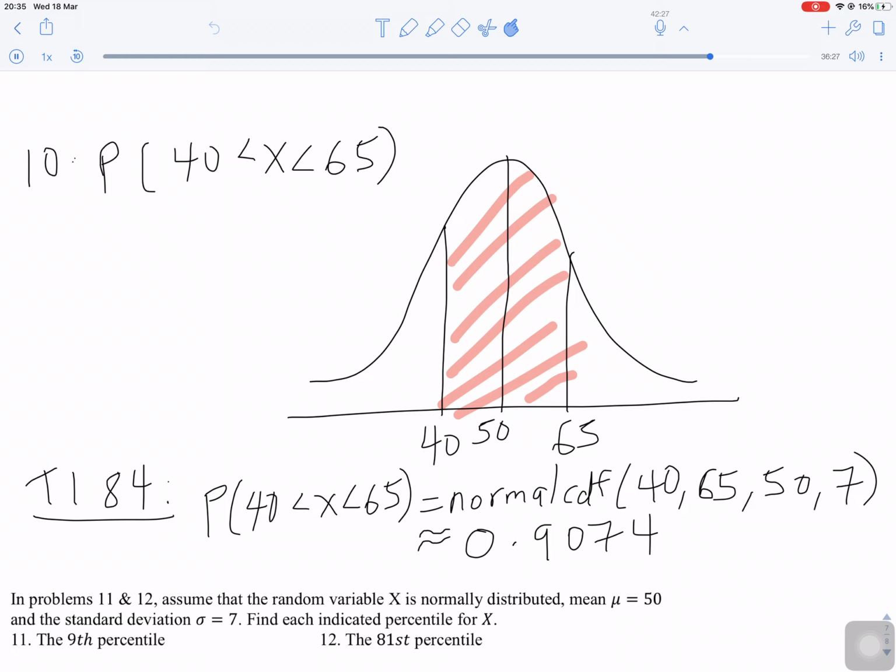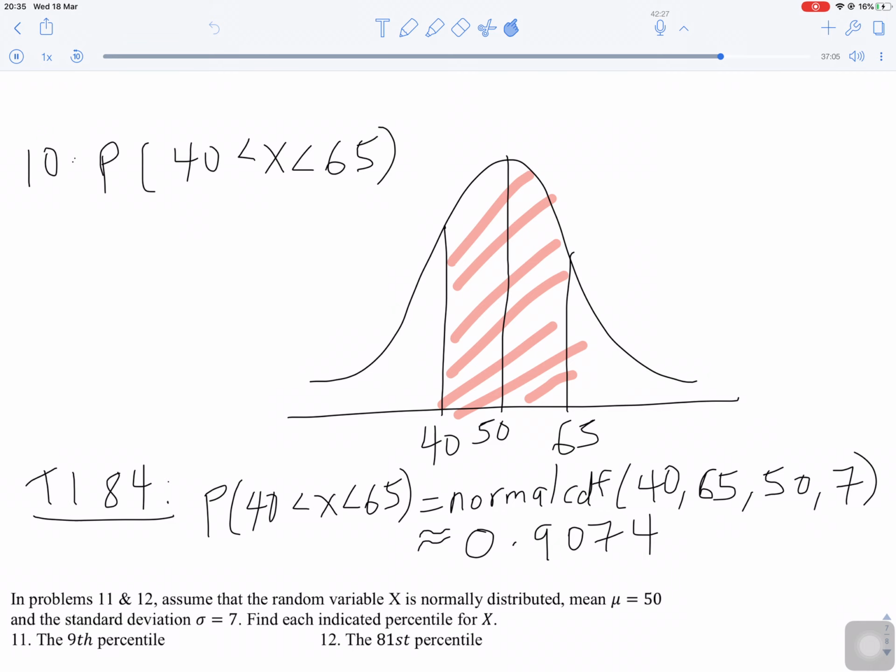So by the calculator syntax, which is always simpler to do, you have your normal CDF, the smallest value in the interval that you are looking for, which is 40, then the largest value is 65, the mean is 50, then the standard deviation is 7. So that results to be 0.9074. So that is how you find the area for any normal distribution, the area in a particular region for any normal distribution.